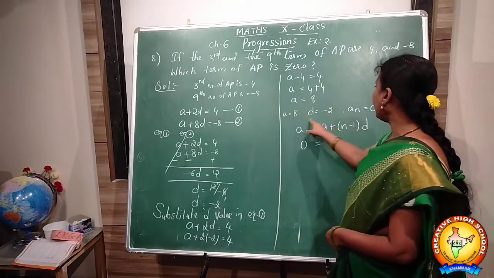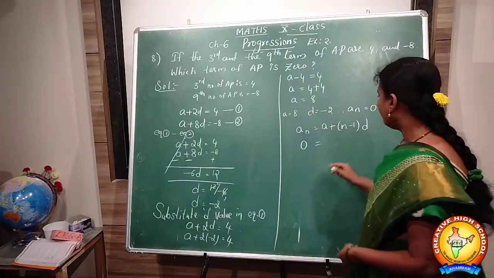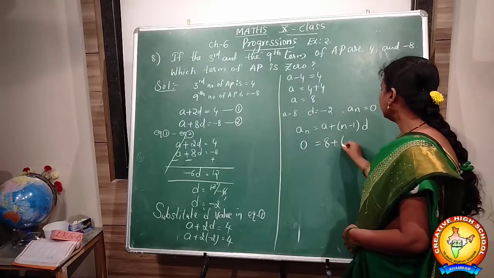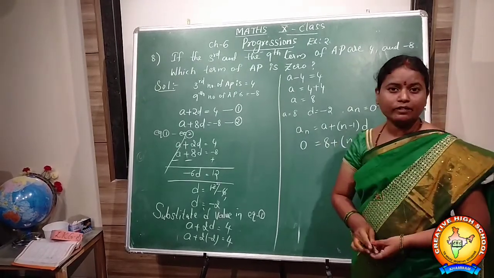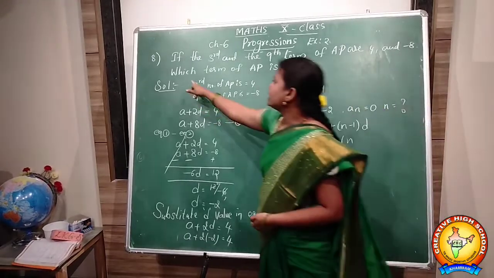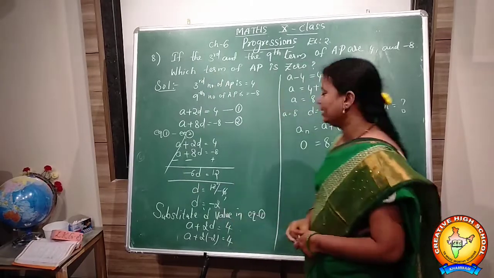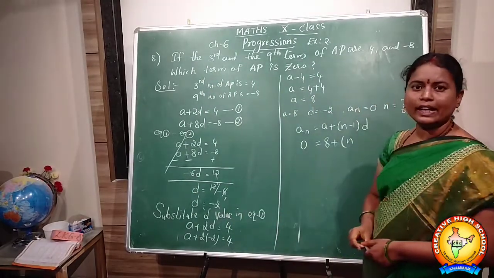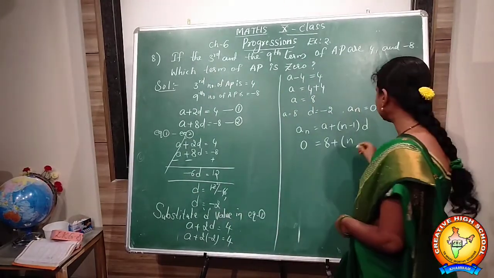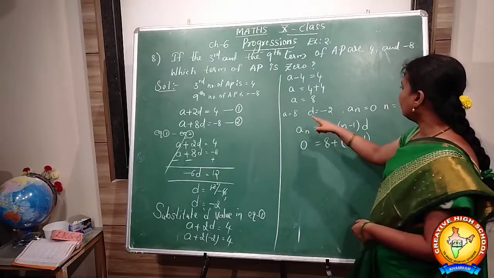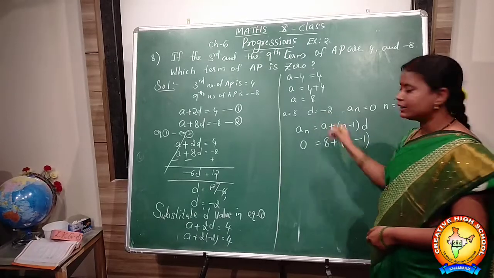So substitute A and D values in this formula. A value is 8 plus n minus 1 into D. Which term means nth term we are finding here. So we don't know the n value, I am writing the n value as it is, minus 1 into D value. What is D value here? Minus 2.